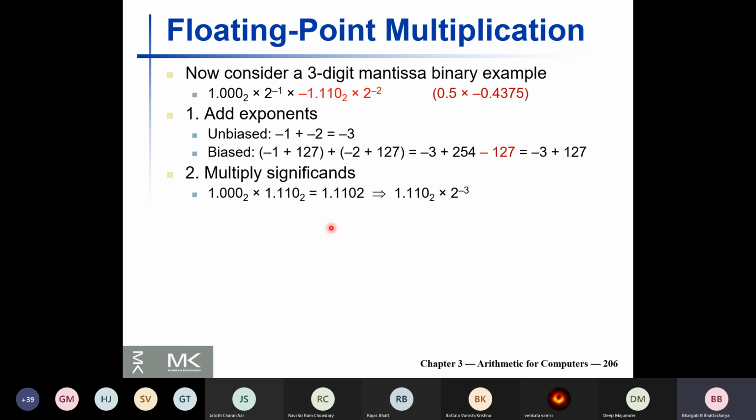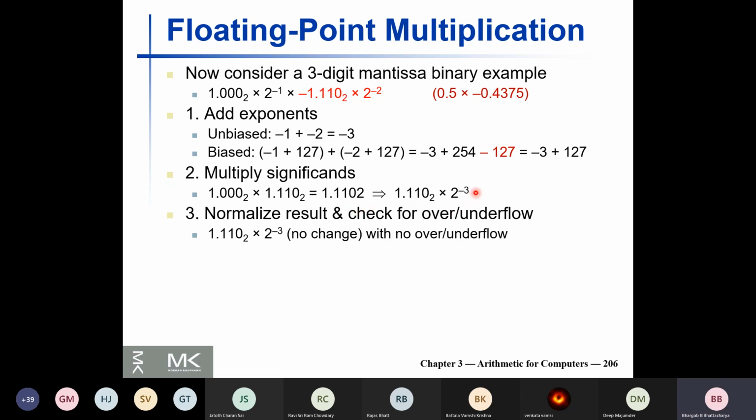All right. And then you multiply the significands. So this is the significand and this is the significand. Here the management of sign is very simple. If both signs are positive, the result is positive. Both negative, result positive. One positive, one negative, result is negative. So multiply the significands using an integer multiplier, whatever you get, and then you normalize it.